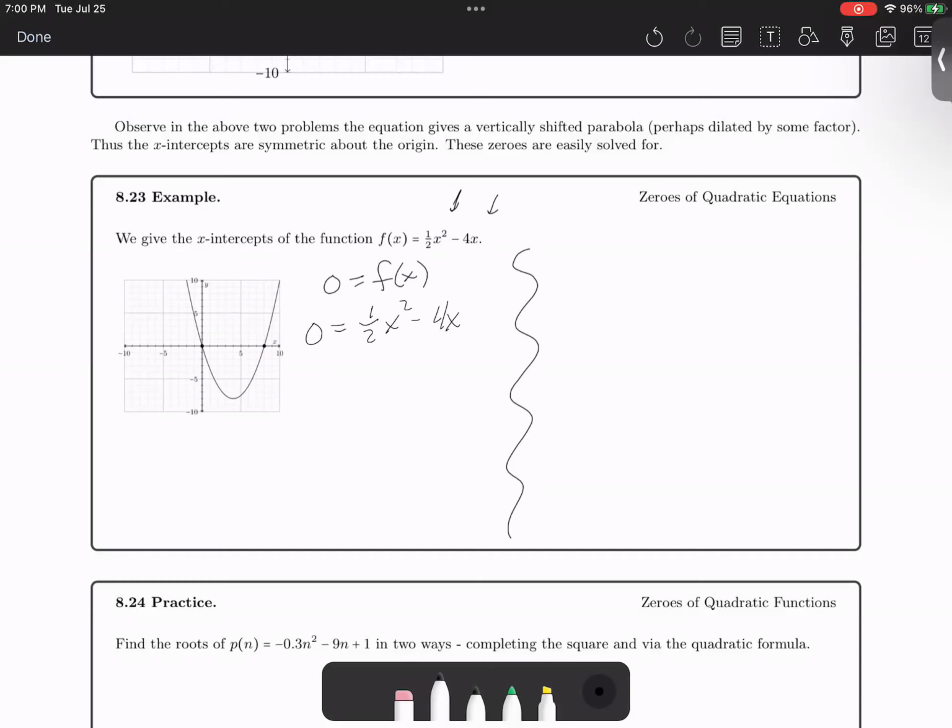And I notice here that I have an x present in both terms, which allows me to pull out that x. So I'm using the distributive law just backwards. If I pull an x away from this front term, I'm left with a 1/2 x. If I pull an x away from this second term, I'm left with just the -4. So you can pause the video here, check yourself. If you redistribute this x, you should get back up to that line.